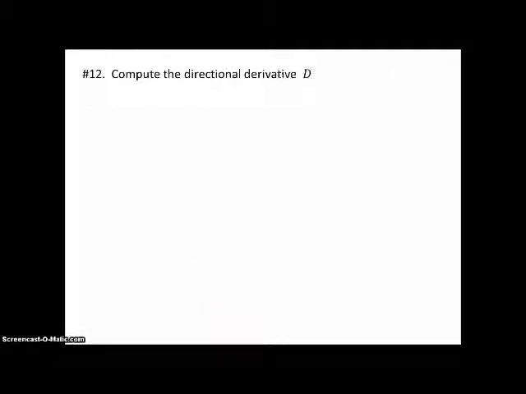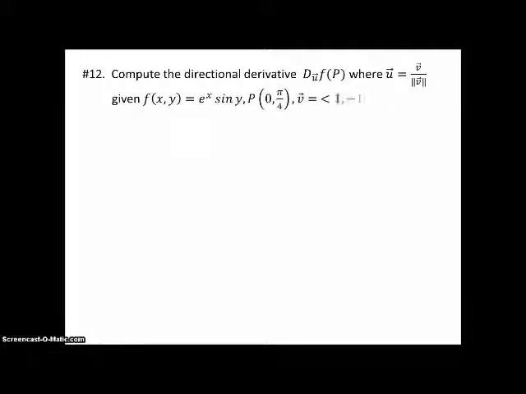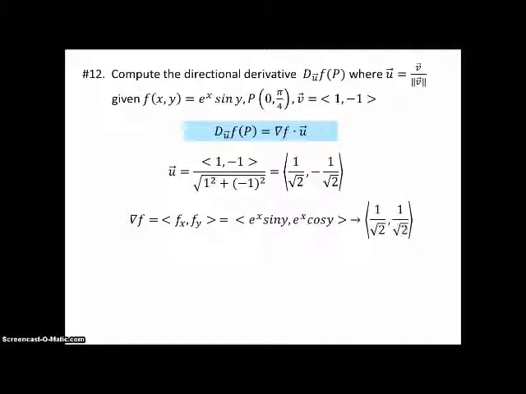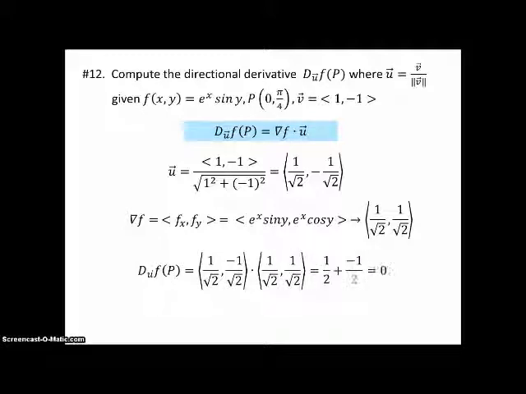Number 12, compute the directional derivative where the vector u is the unit vector in the direction of v, given this function, this point, and this vector. So we're going to use this formula. So we need to compute vector u, the unit vector in the direction of v, and we need to compute the gradient vector, after which we do the partial derivatives. We have to plug in the values given for x and y for the point p0, pi/4, and then we dot those two vectors to get our directional derivative.